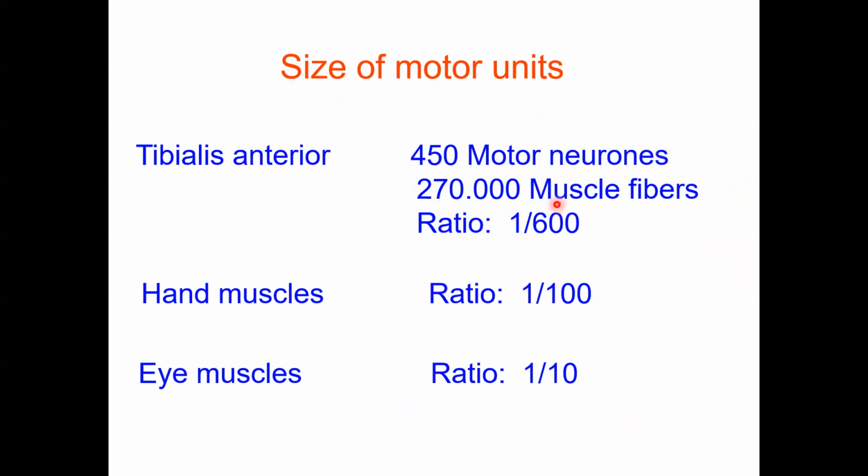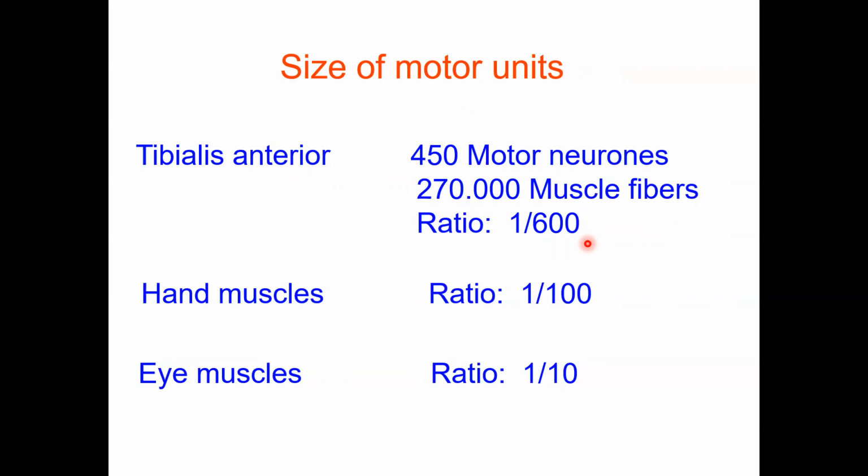And now here are examples that show how many fibers are innervated by one motor neuron. The tibialis anterior, a muscle you know from anatomy, is innervated by 450 motor neurons, and it has about 270,000 muscle fibers. The ratio is that one motor neuron innervates 600 muscle fibers. It means if I activate one motor neuron, I have the force of 600 muscle fibers.